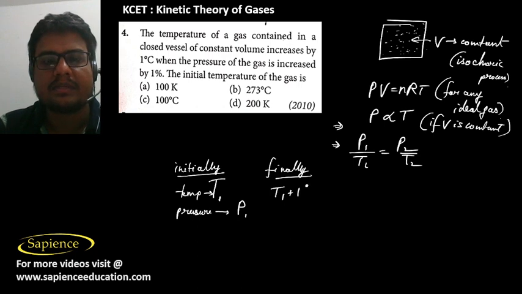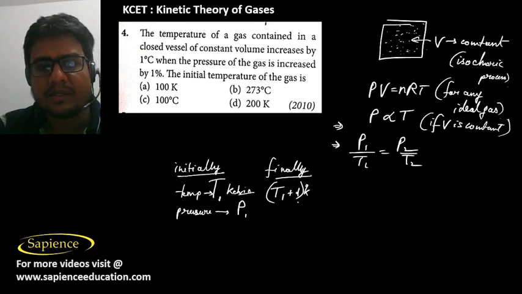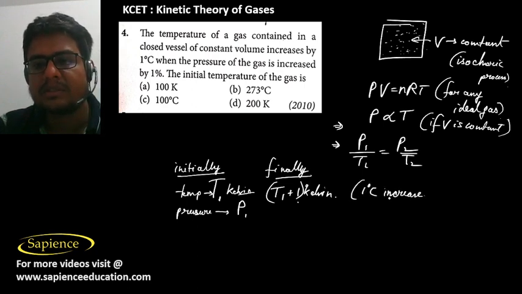So when there is an increase of 1 degree Celsius, in the Kelvin scale also the increase is 1 Kelvin. So the initial temperature was T1 Kelvin, the final temperature will be T1 plus 1 Kelvin. Since a 1 degree Celsius increase in the Celsius scale is also equivalent to a 1 Kelvin increase in the Kelvin scale.